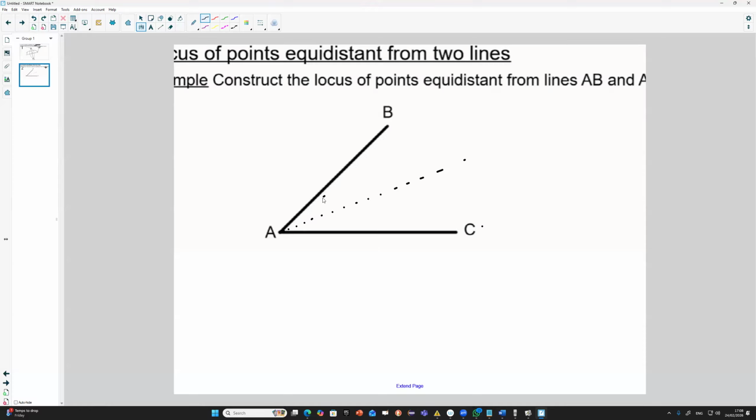Okay. So to do that accurately, you get your compass again. Put the compass point on A. I'm going to open up the compass. It doesn't really matter how much. I'm going to draw an arc. And you leave it at that same level.